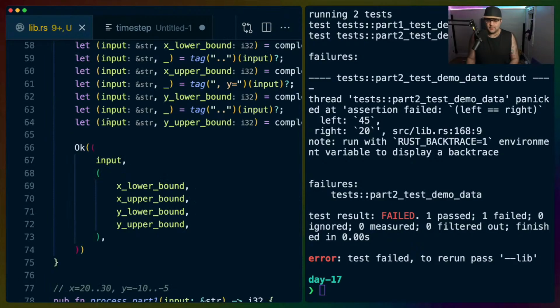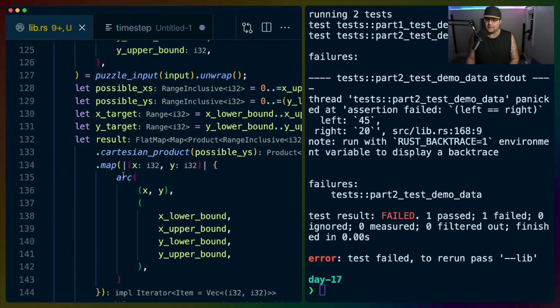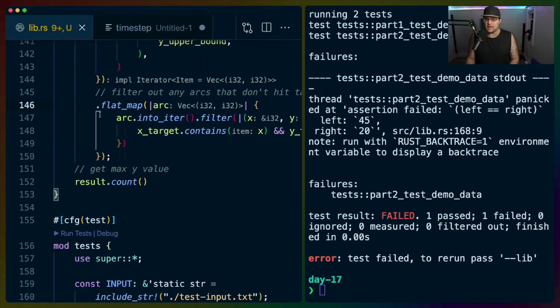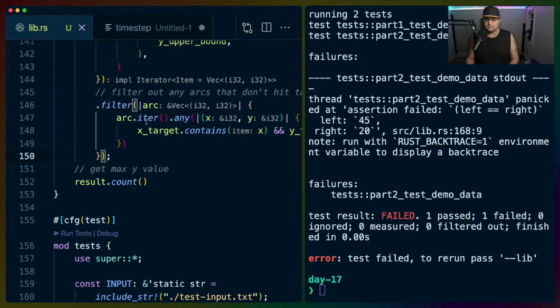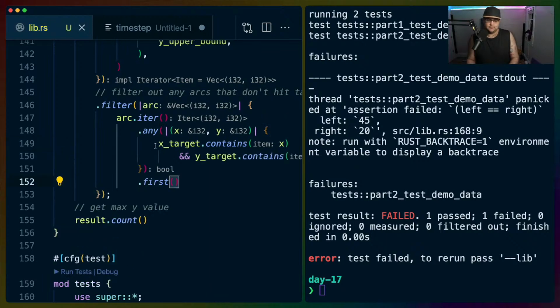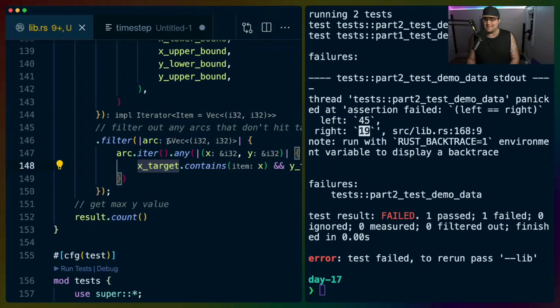Where's our part 1? I'm gonna go grab the stuff from part 1 because it's just this filter. It's not actually the flat map. I was trying to pull out all of the places at which we hit the target. But actually we just filter them all out. And then dot first. It actually doesn't even matter. Right. That only gives us 19.